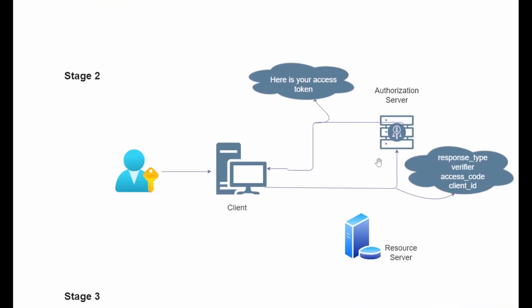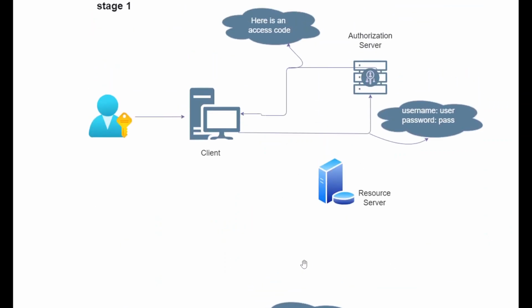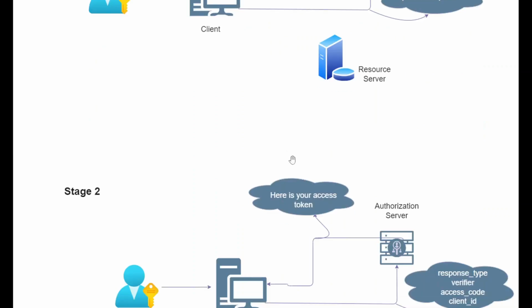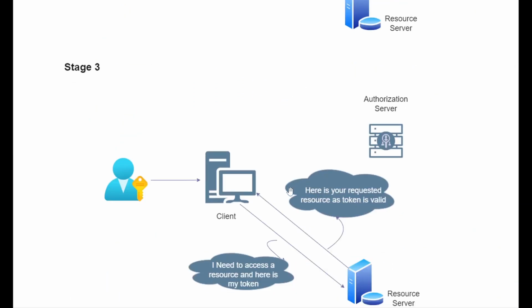And if the client has been successfully authenticated by the authorization server, the authorization server is going to return an access token back to the client. In this phase, the access code becomes invalidated. The access code can only be used once. Now we move over to the third stage, which is when the client just sends the request directly to the resource server and says, I need to access a resource and here is my token.